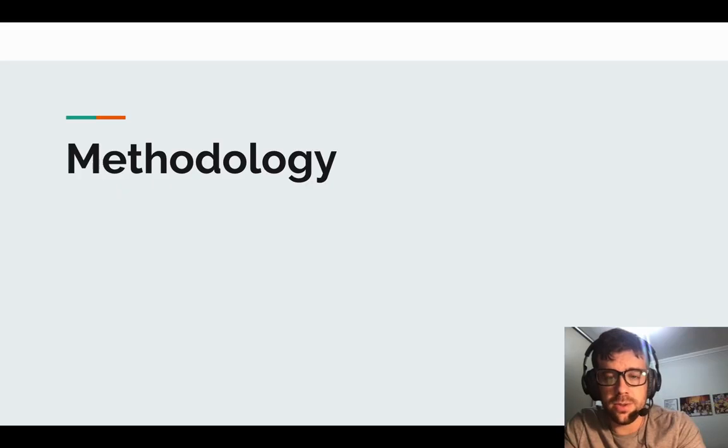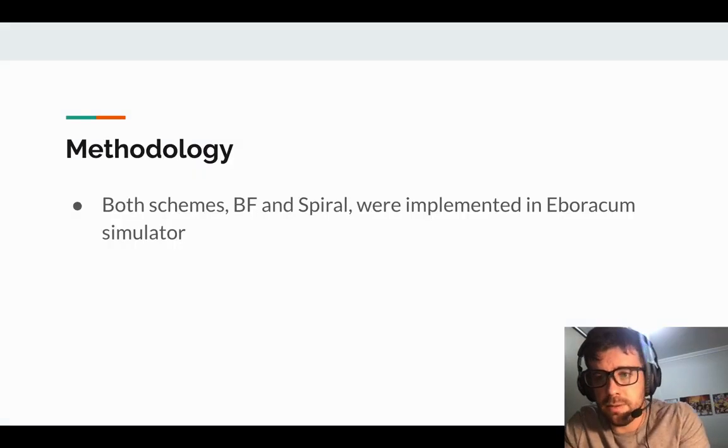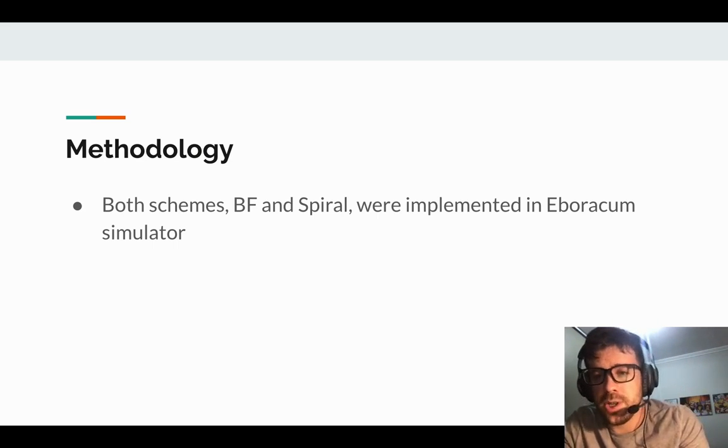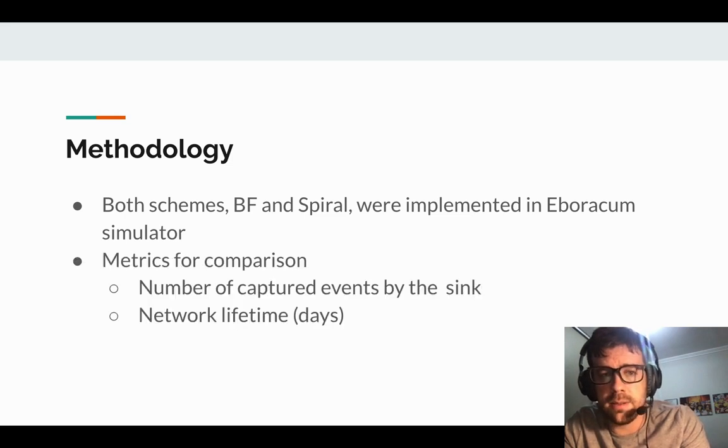Now the methodology used. Both schemes, back and forth and spiral, were implemented in the Eboracon Simulator, which is a simulation framework for modeling and simulating event-triggered WSNs at a high level of abstraction. And to compare back and forth, spiral, and the standard WSN with each other, we used metrics like the number of captured events by the sink and the network lifetime measured in days.